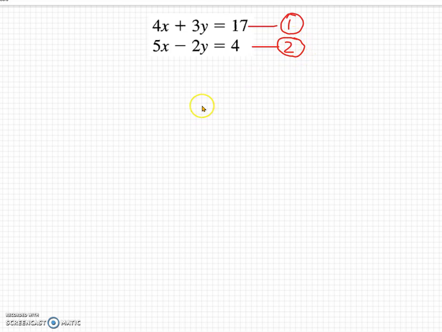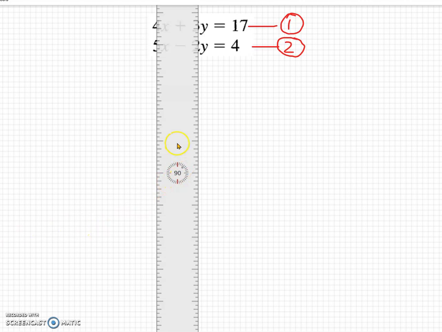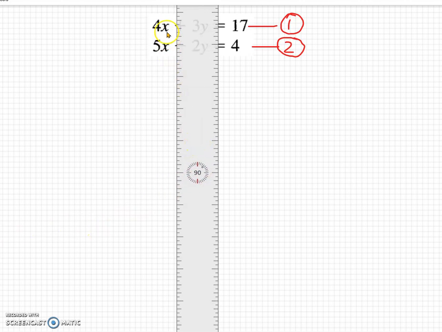Alright, which variable do we eliminate? Let's look very closely. So I have 4x and I have 5x. If I multiply equation 1 by 5, I get 20x. And multiply equation 2 by 4, I get 20x. That's one way of solving for this.